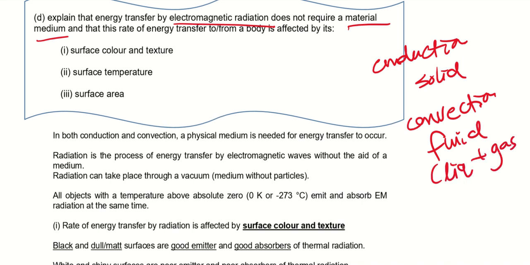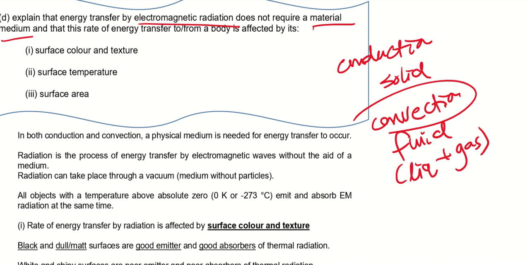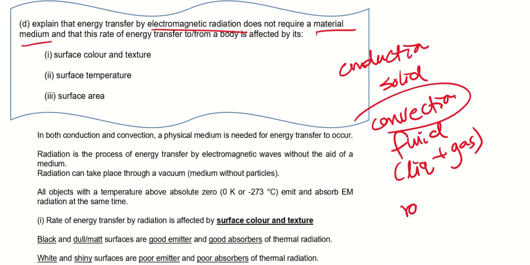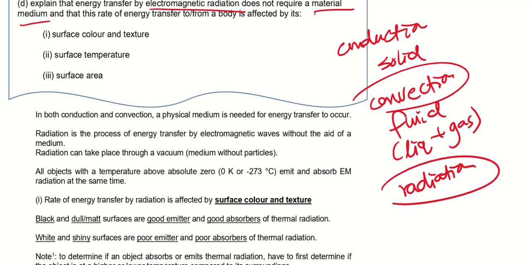Why don't we talk about solid in convection? It's because the particles are in fixed position, so they can't actually move. But for the particles in fluid, liquid or gas, they can actually move around. For radiation, we don't even need any particles, so it can even occur in vacuum. In both conduction and convection, a physical medium is needed: solid for conduction, liquid or gas for convection.